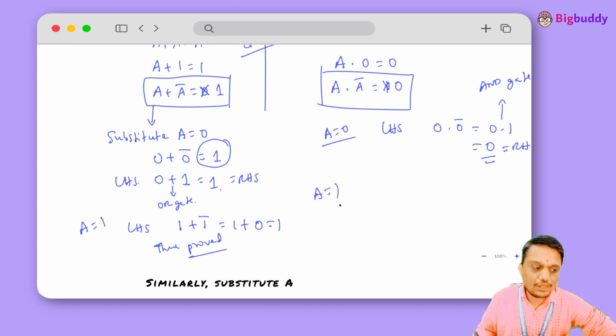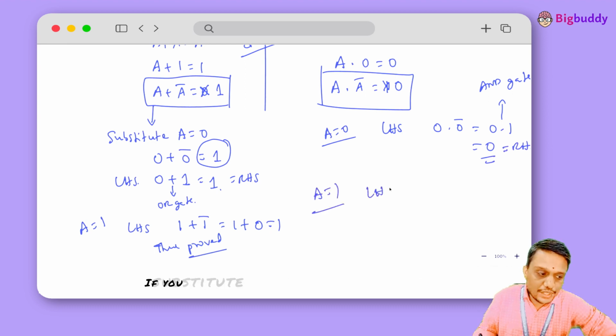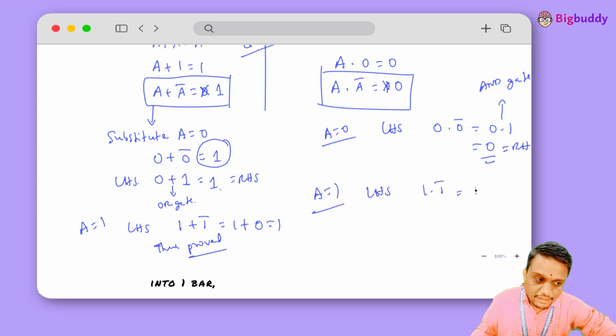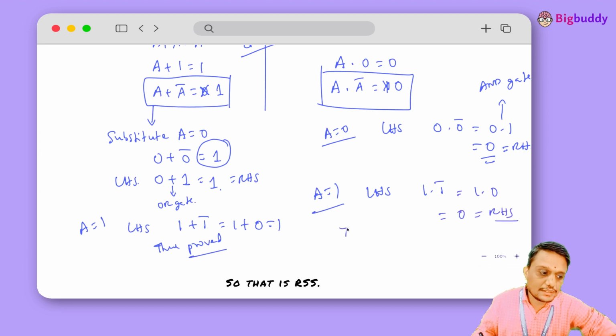Similarly, substitute A is equal to 1. If you substitute A is equal to 1, 1 into 1 bar, okay, that is 1 into 0. What is 1 into 0 in your AND gate? It is 0 only. So that is RHS. So thus it is proved.